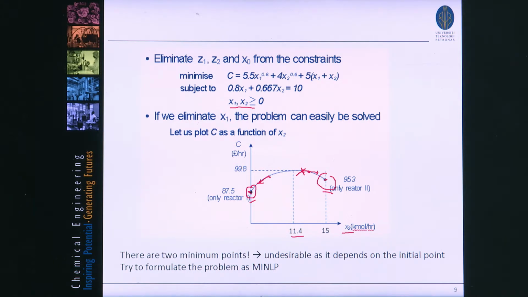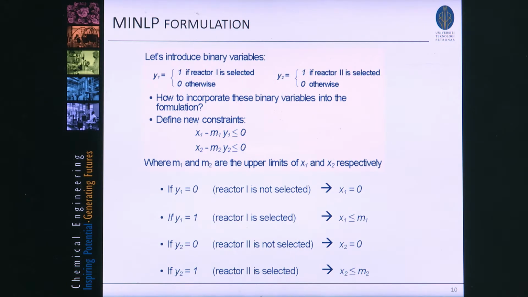But let's see if we try to introduce an integer variable to this equation. So we have two other variables, y1 and y2. y1 equals 1 if reactor 1 is selected, and y1 equals 0 if reactor 1 is not used. Then y2 equals 1 if reactor 2 is used, and if it's not used, y2 equals 0.